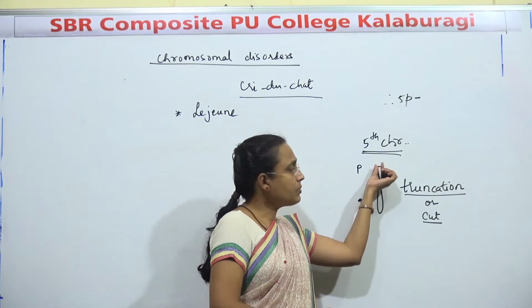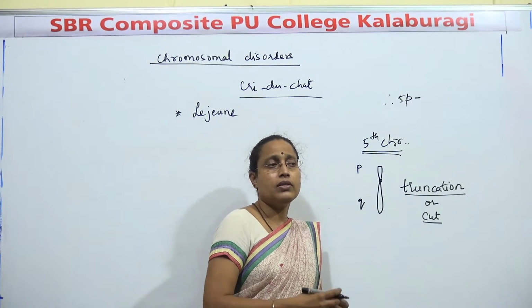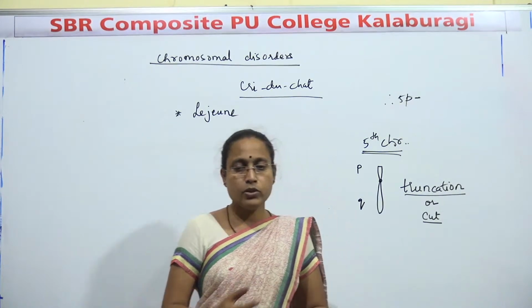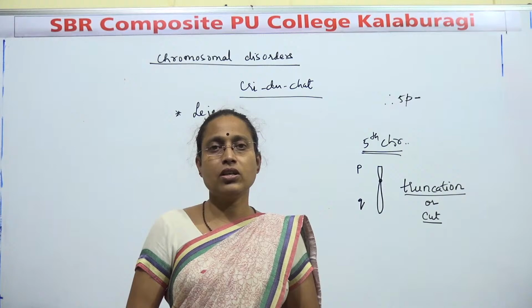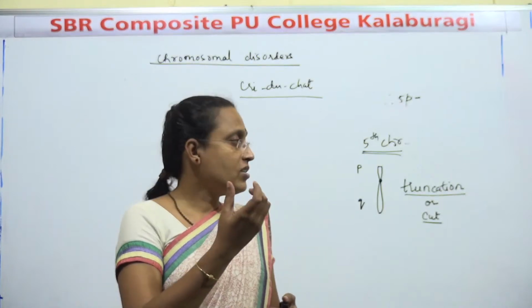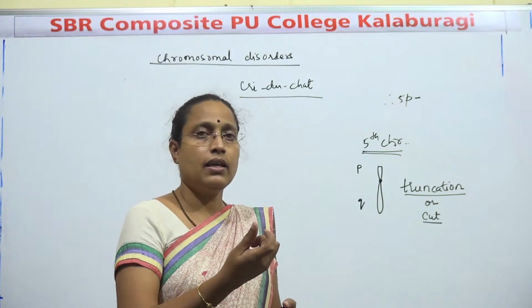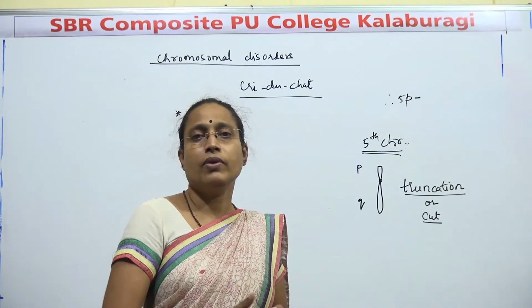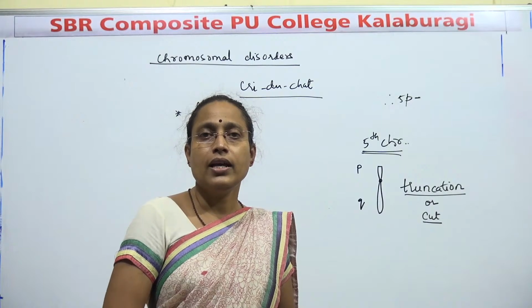Because of the absence of this segment, whichever chromosomal disorders are there, they will be due to a change in the number or a change in the structure of the chromosome. When a major chunk of the chromosome is missing, all the genes associated there will also be missing. That will lead to various complications during development.